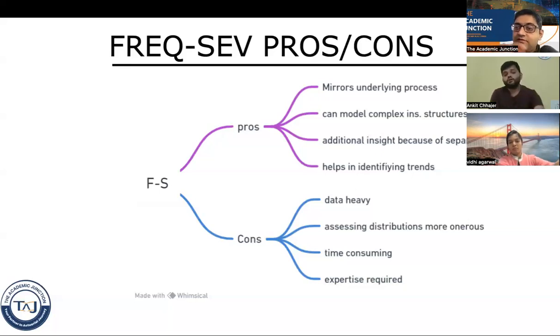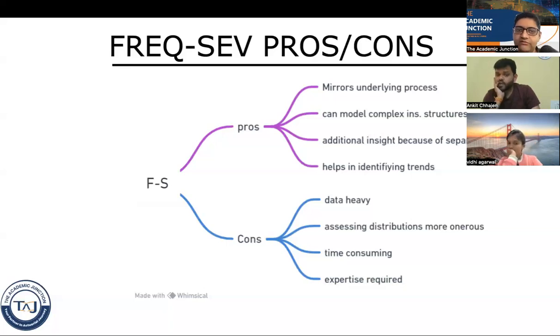What are the advantages of this? What are the disadvantages of this? Why do you use this? Why do you not use this? Right. So for every single method there's a use case, and you have to understand and nuance that use case, right?